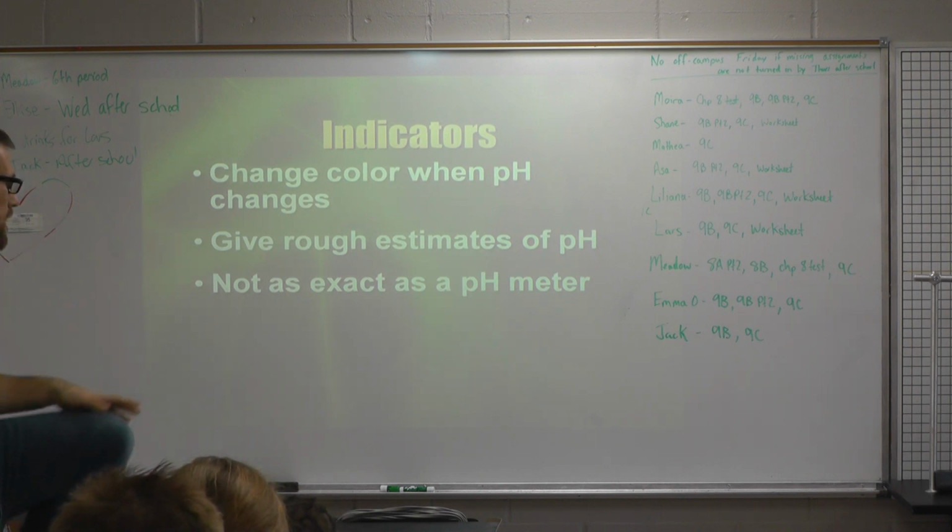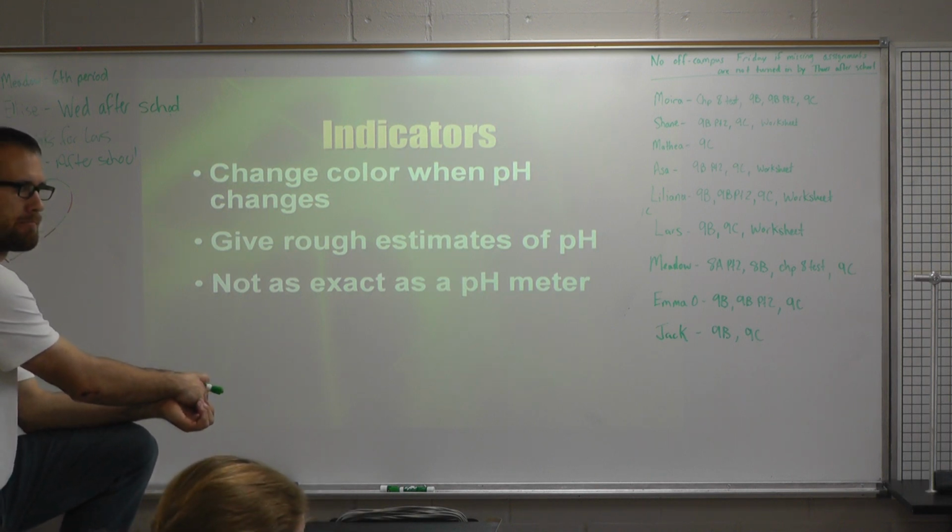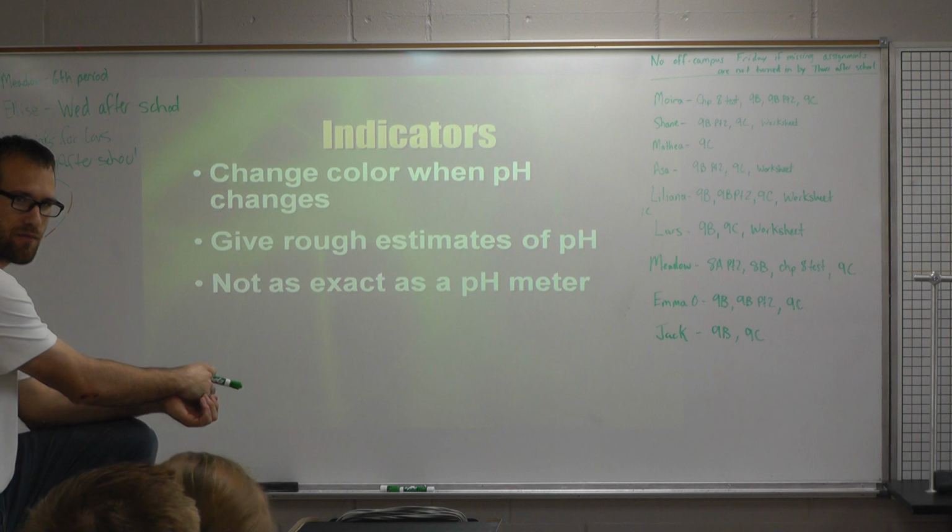Indicators. Okay? An example of an indicator was litmus paper. What I need to do is just live here. How to live here? Live under Kramer's desk.